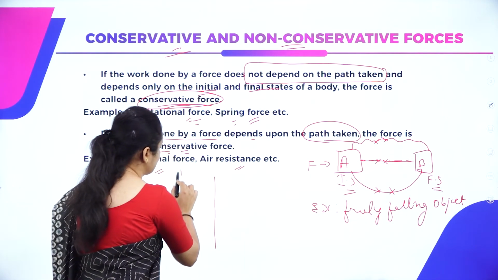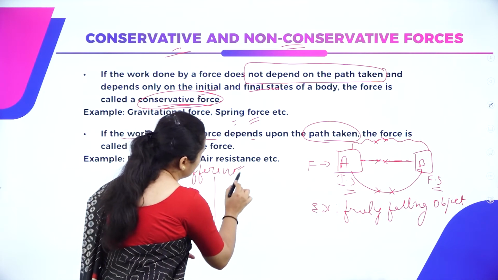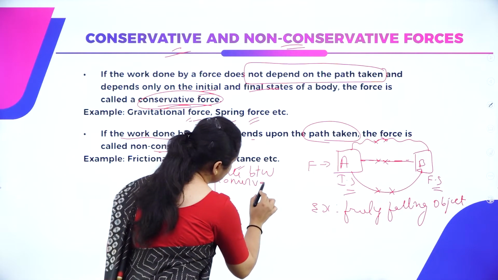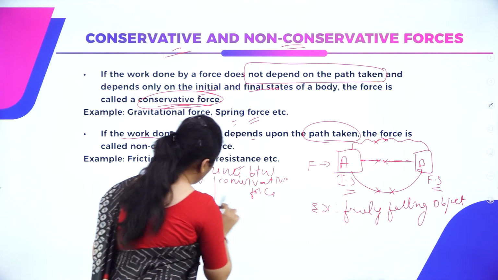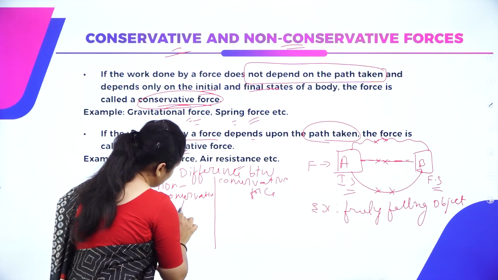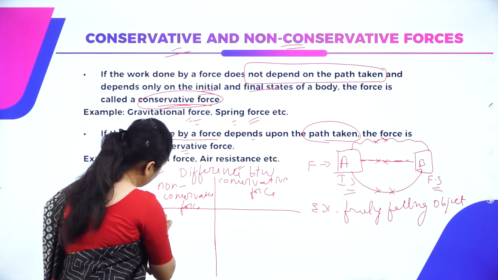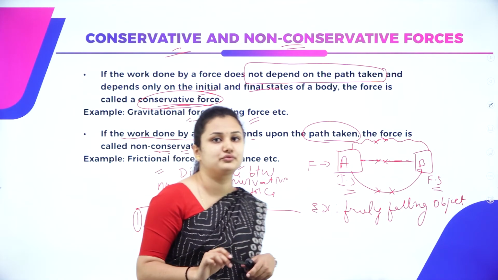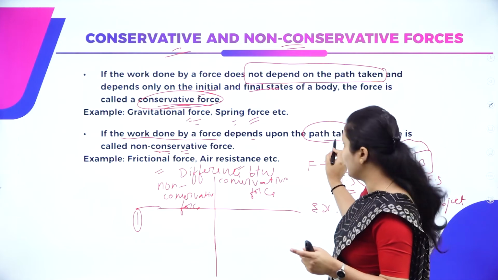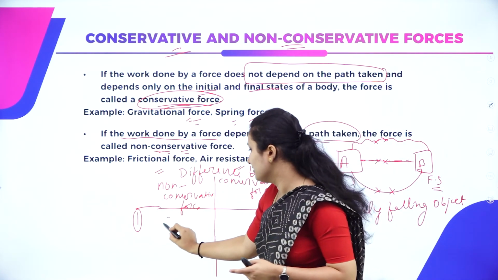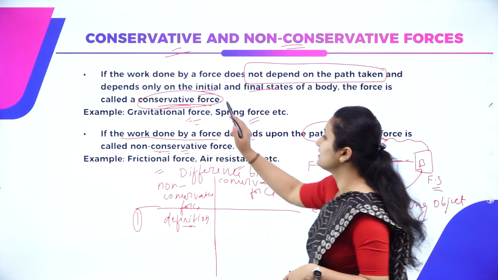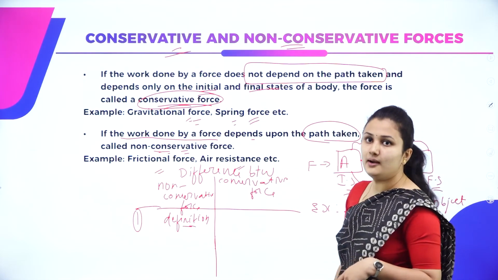If I ask the difference between the two forces, conservative force and non-conservative force, what are the differences? The first point is the definition of the force itself. For a non-conservative force, the work done by the force depends upon the path taken. You can tell the definition as the first difference. For a conservative force, work done by the force does not depend on the path taken.